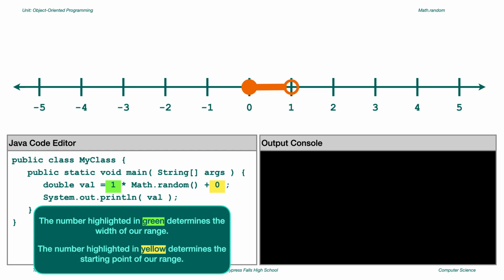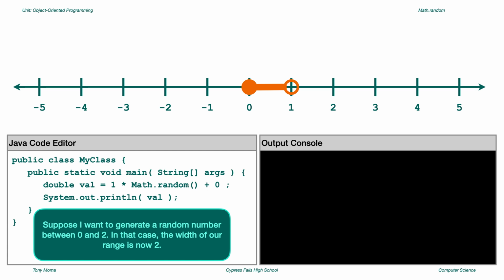The number highlighted in yellow determines the starting point of our range. What number is being highlighted at the moment? 0. Let's look at our number line. What's the starting point of our range? 0. Once again, not a coincidence. The number in front of Math.random determines your width. The number after Math.random determines your starting point.